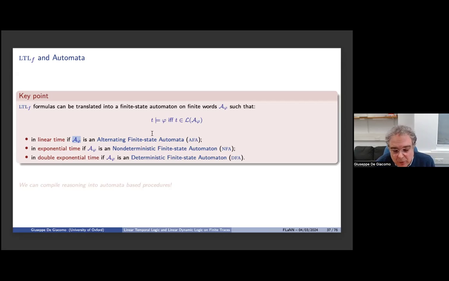And then if you want a non-deterministic automaton, you can non-determinize an alternating automaton, paying an exponential time cost. And if you want a DFA, you can have a DFA as well, paying a second exponential blow-up. It has to be said that these exponential blow-ups are really worst-case analysis, and in many cases you do not have this blow-up. First of all, we know that it's very often the case that going from NFA to DFA does not increase exponentially the size of the automaton. This is a very well-known fact.